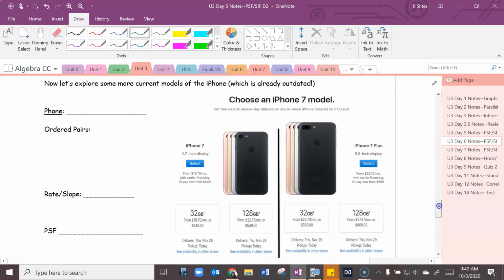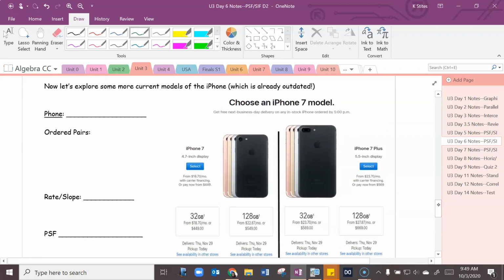All right, so let's finish our lesson today looking at a slightly more updated model of iPhone, which is still already incredibly outdated, but let's look at the iPhone 7. I am really far behind. My iPhone is still a 6S. I definitely need to get a new one. So iPhone 7 sounds great to me, but I know we're probably up at like 11 or 12 or something. I don't even know at this point.